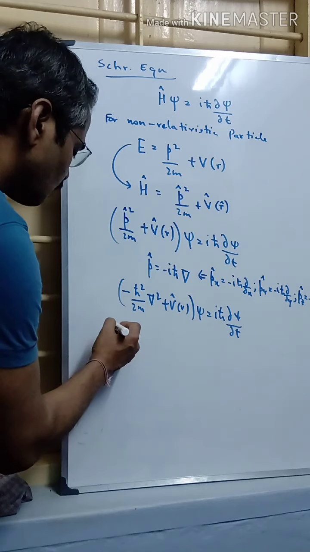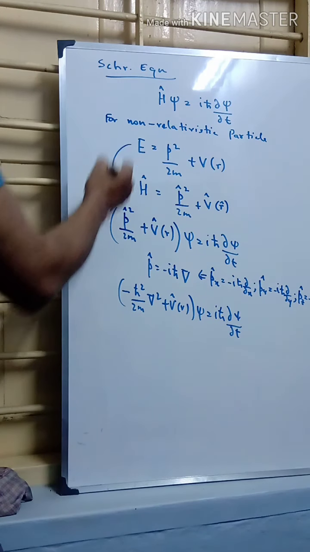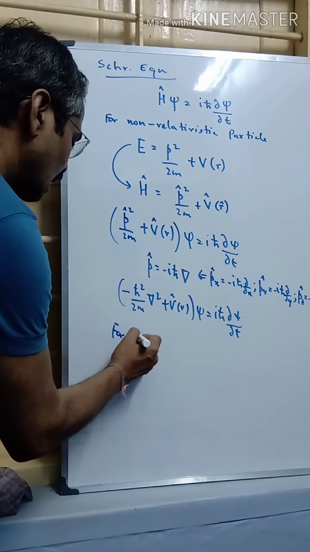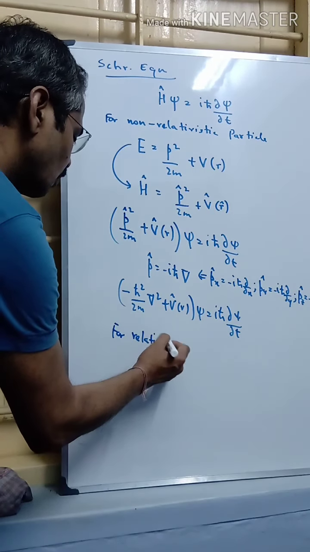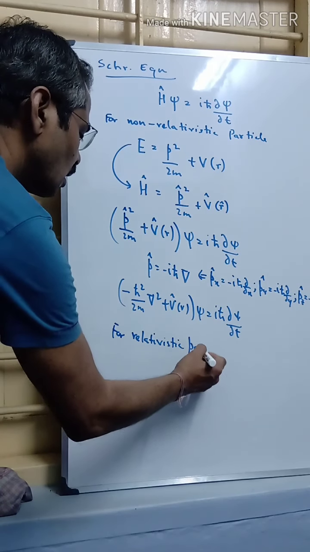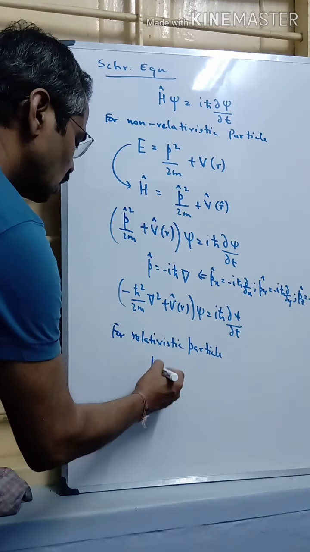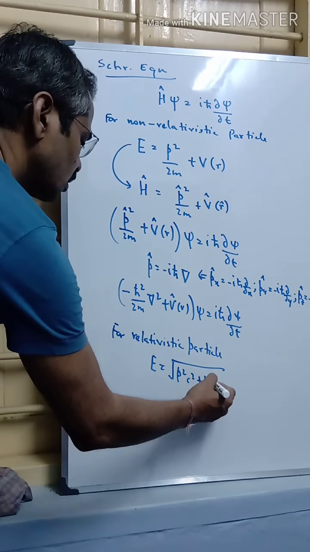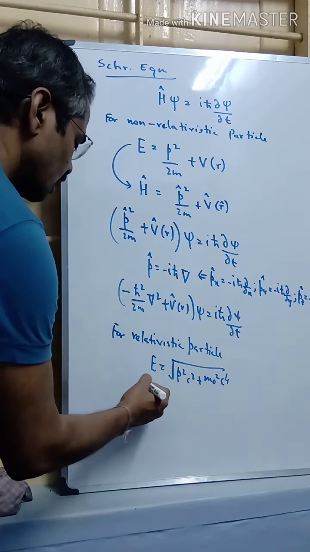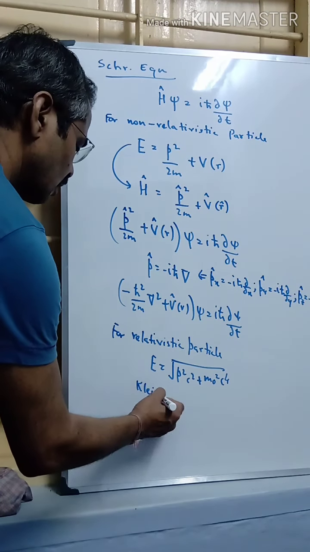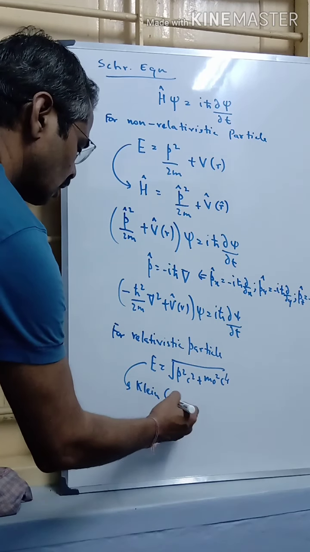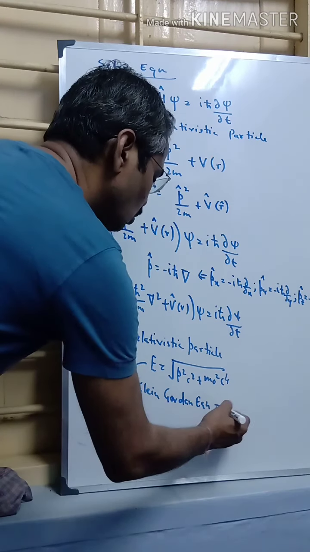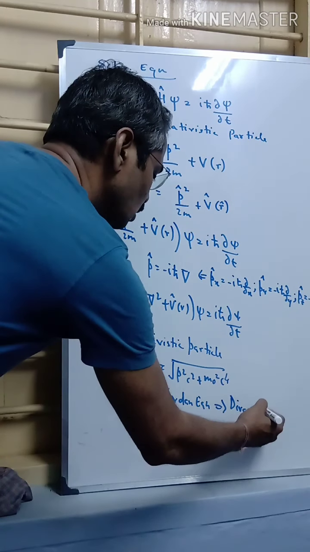If one wants to see the relativistic particle, then the starting point would be, for a relativistic particle, one can write E to be equal to root over of p square c square plus m naught square c to the power 4, and then we have something like Klein, and this would result in the Klein-Gordon equation, and then the Dirac equation.